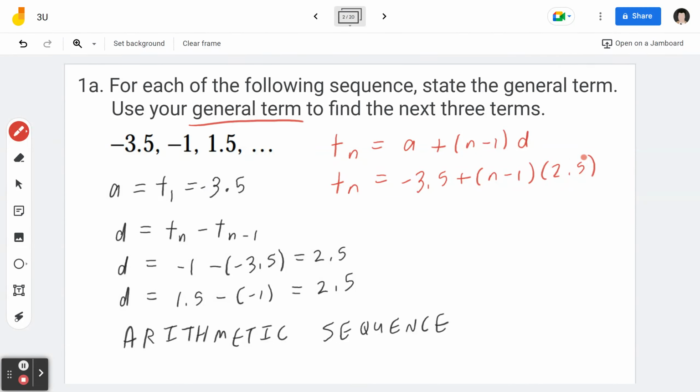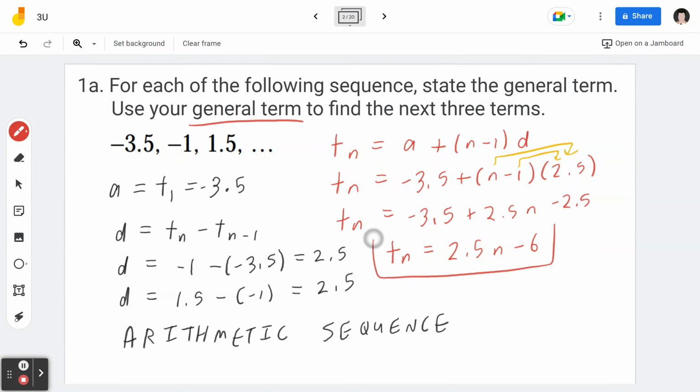Now again, what happens when you simplify this? Tn equals negative 3.5. I'm going to go back and draw the arrows for you. Again, if the arrows help you stay organized, please use them. n times 2.5 is going to be 2.5n. Negative 1 times 2.5 is negative 2.5. This means the general term is given by the formula 2.5n minus 6.